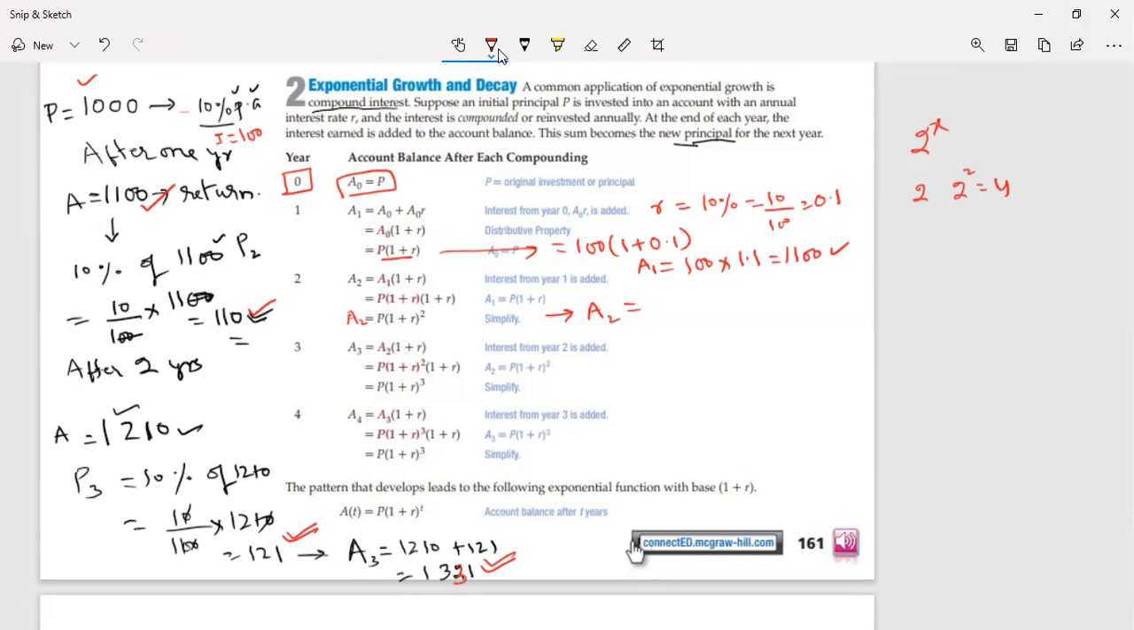Initial principle, that means, so find 1.1 into 1.1. 121 will come in decimal. 1.21 multiplied with 100, the decimal will move 2 places to the right, so 121.